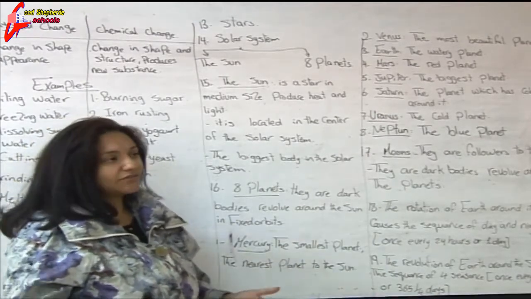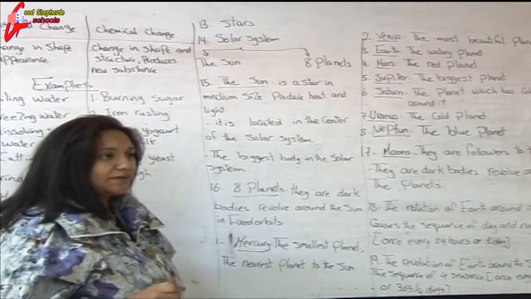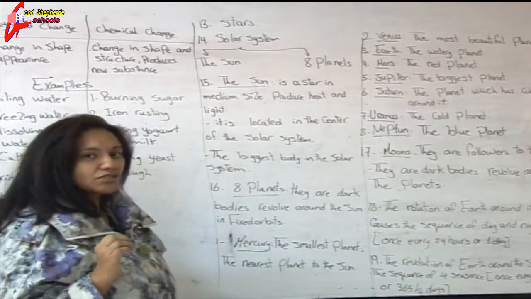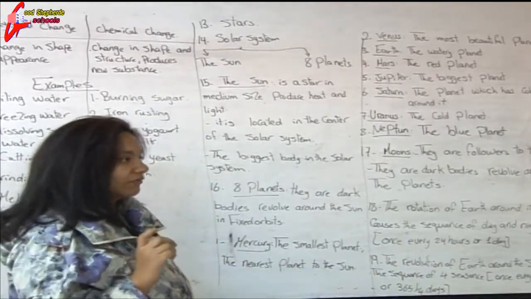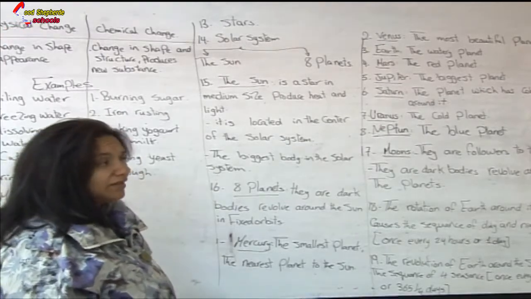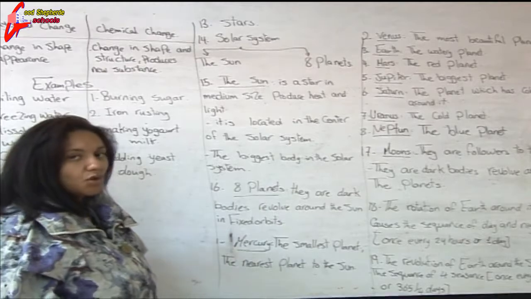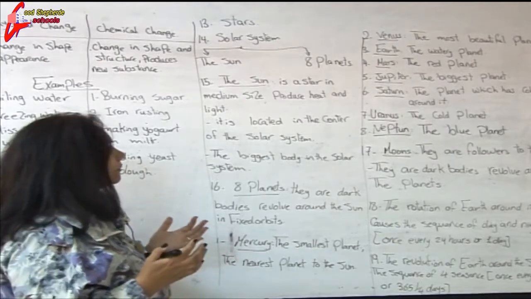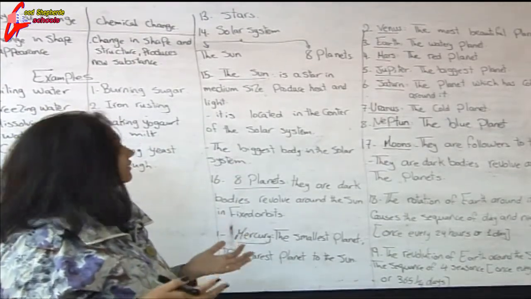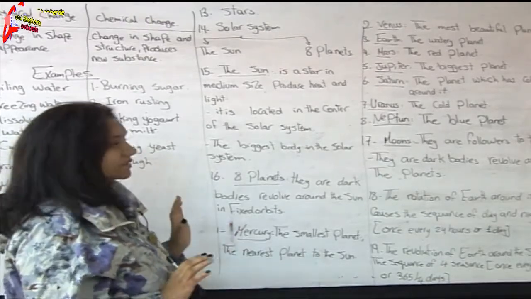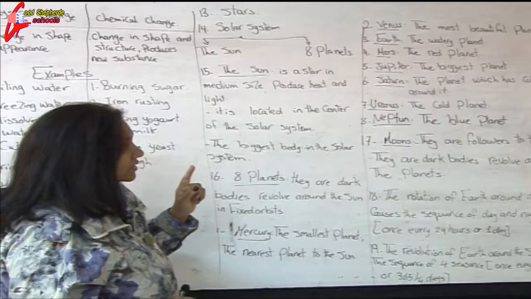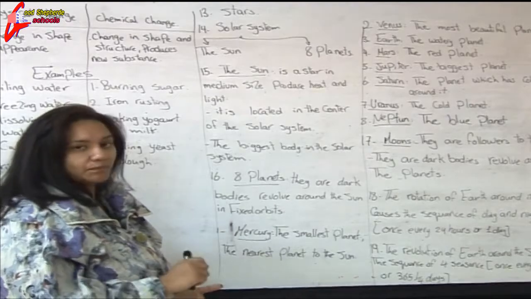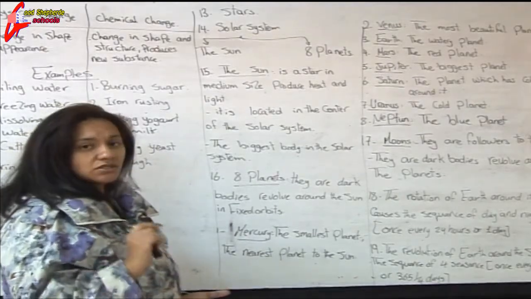So in scientific terms, shiny bodies that appear in the sky at night, I will write stars. Stars are small in size: I will put wrong, they are very big in size. And then we talked about the solar system. What does the solar system consist of? The main two things in the solar system are the sun and 8 planets. So the solar system consists of the sun and 8 planets, and the moons and other bodies.